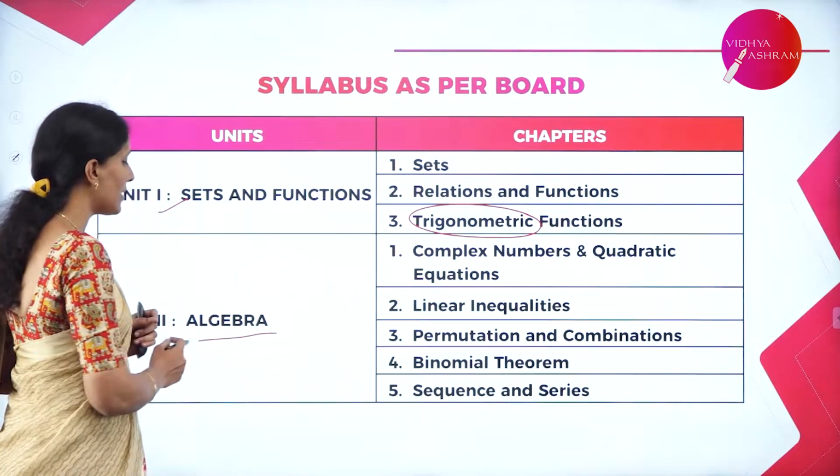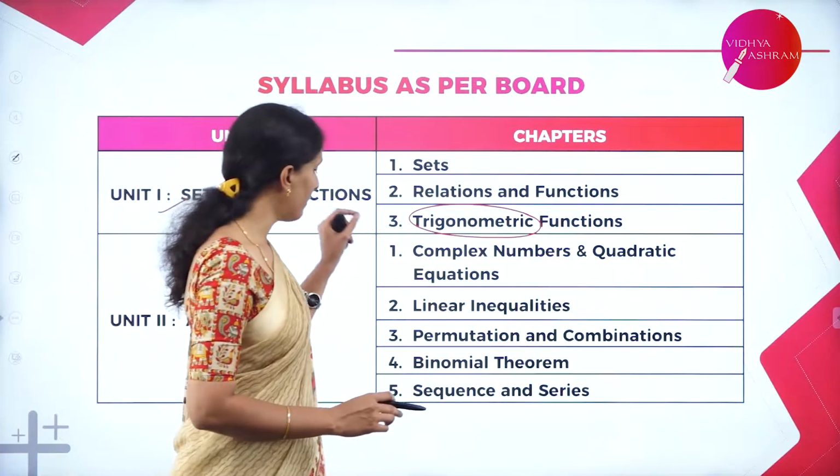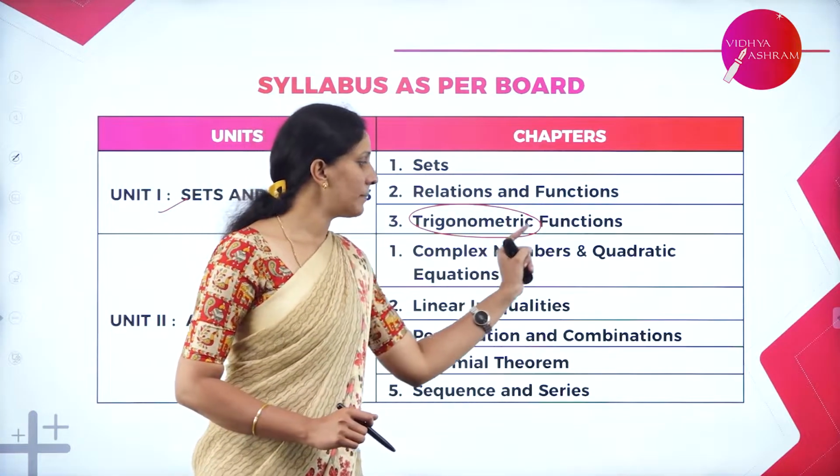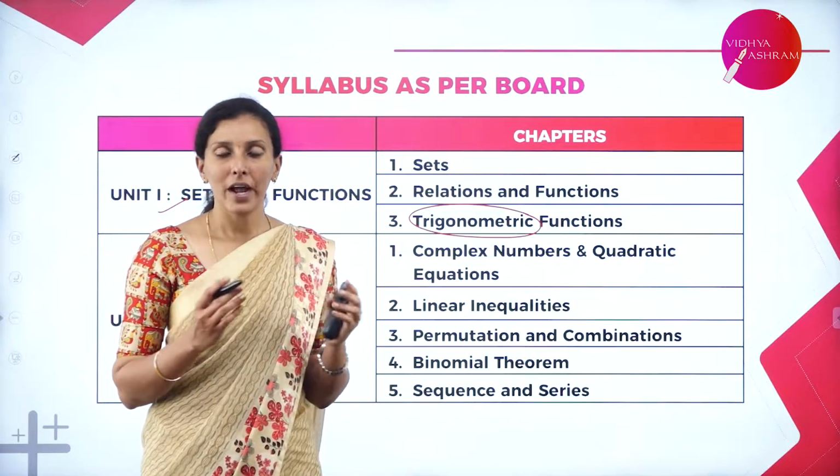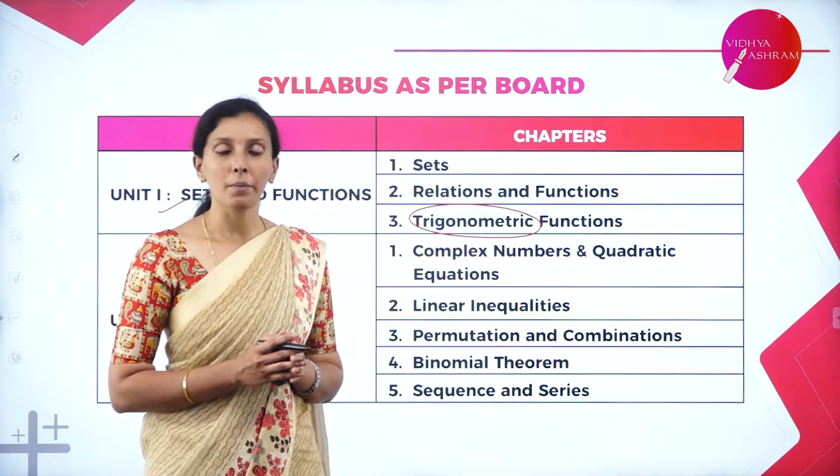Now algebra is here. Under algebra you will have 5 chapters, that is complex numbers and quadratic equations. So until class 10 you have studied about real numbers.